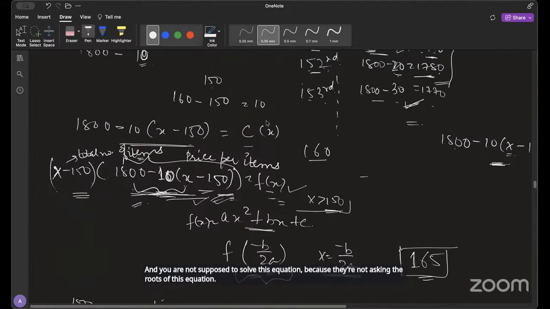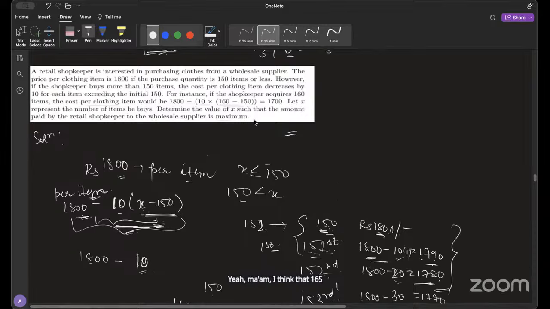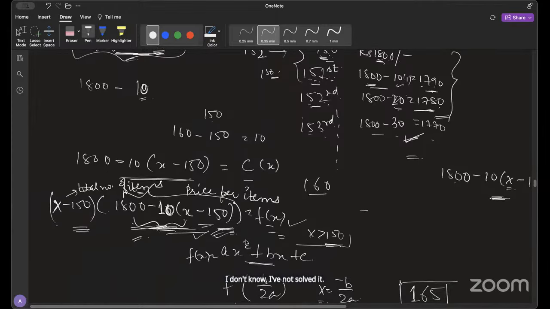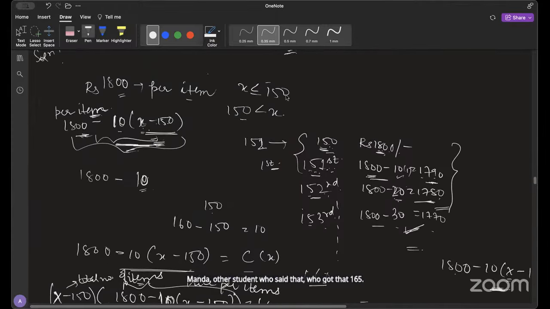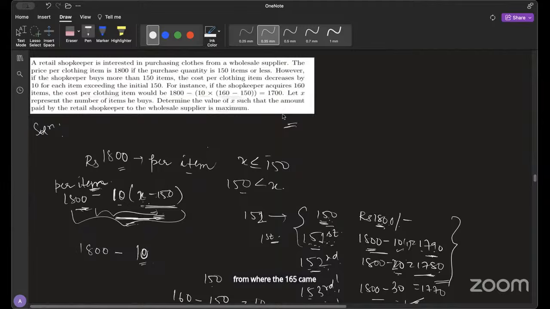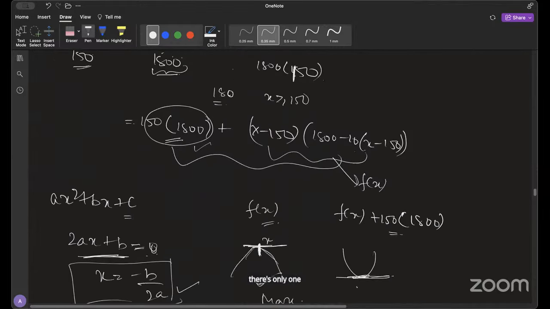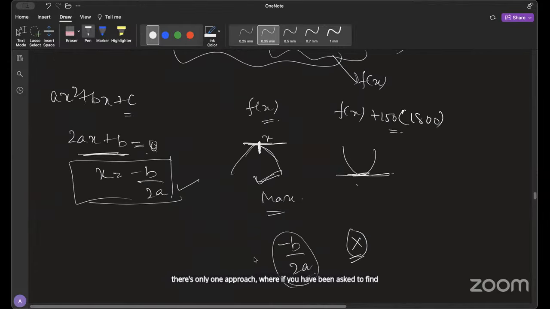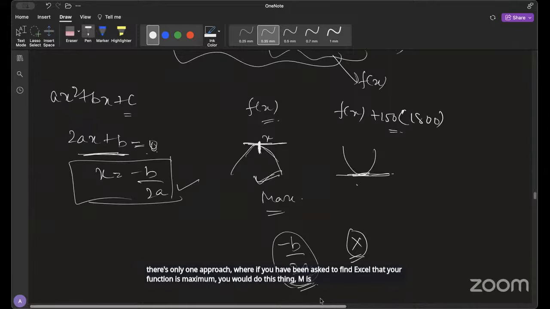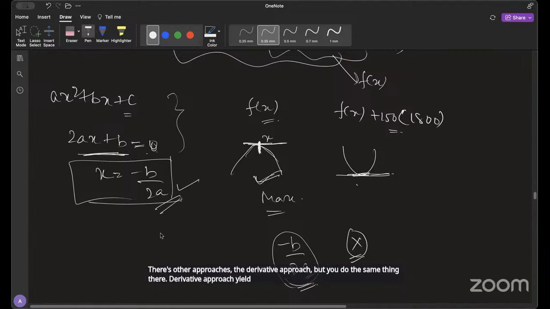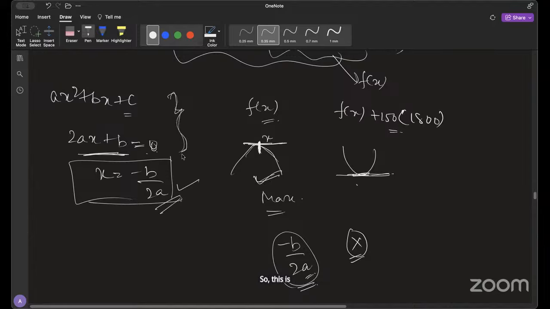Yeah, ma'am. I think they're asking you that. 165 came after putting this equation to 0, is it? I don't know, I've not solved it. Ma'am, the other student who got 165, where did the 165 come from? What was the first approach you told us before? There's only one approach: if you have been asked to find x such that your function is maximum, you do minus b by 2a. No, ma'am, earlier you told there was one more approach. The other approach is the derivative approach, but you do the same thing there. The derivative approach yields you this thing. So doing this is pointless.